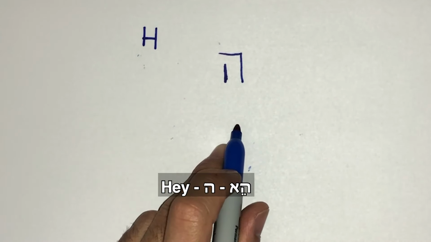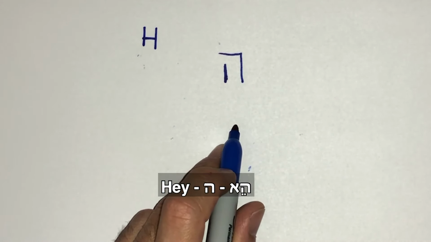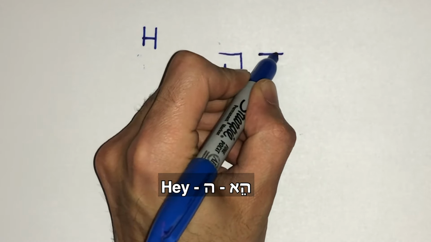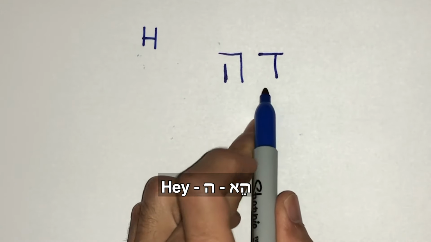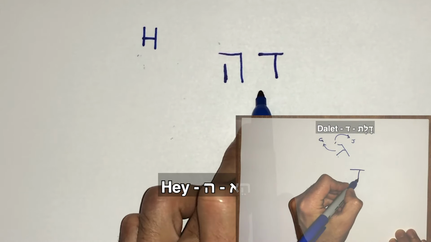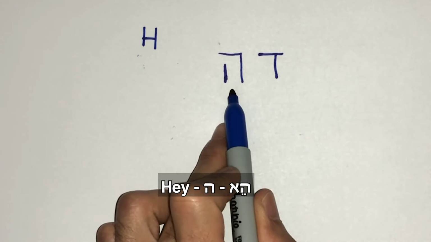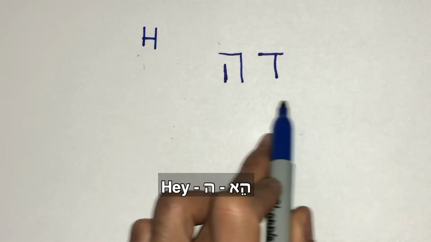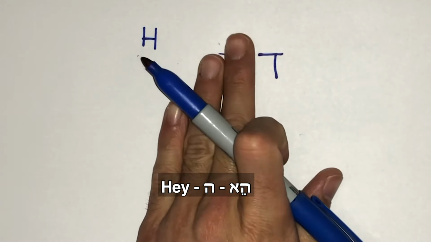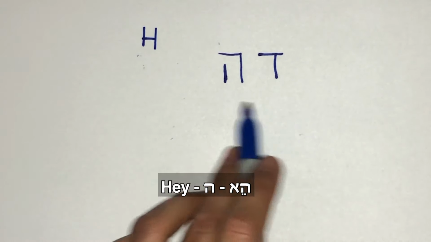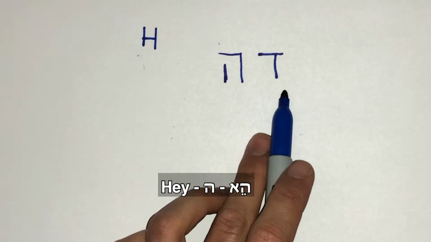Now, a very special feature of this letter is whenever it comes in the end of a word, like so, you remember this letter. This is Daled from the previous lesson. So whenever it comes at the end of a word, like so, we don't read it. We only read the Daled, and we read it according to the vowel sign that is attached to it.